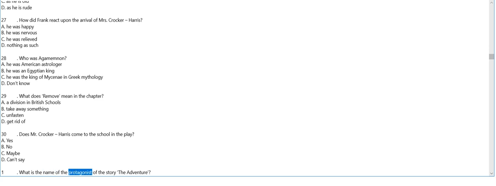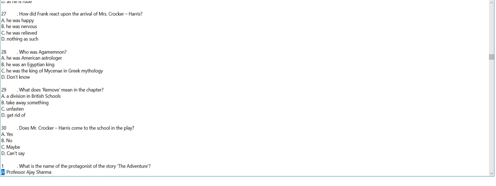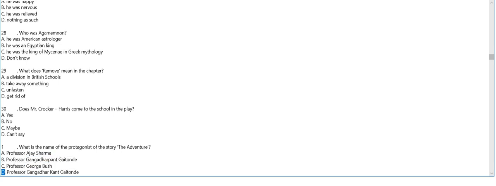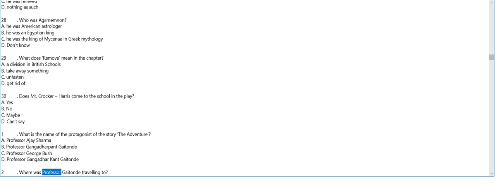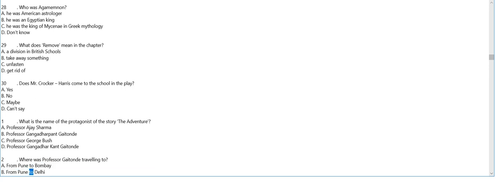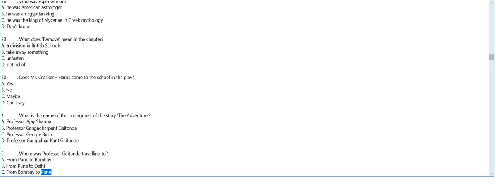1. What is the name of the protagonist of the story, The Adventure? A. Professor Ajay Sharma. B. Professor Gangadhar Pant. C. Professor George Bush. D. Professor Gangadhar Pant. 2. Where was Professor Gautam traveling to? A. From Pune to Bombay. B. From Pune to Delhi. C. From Bombay to Pune.